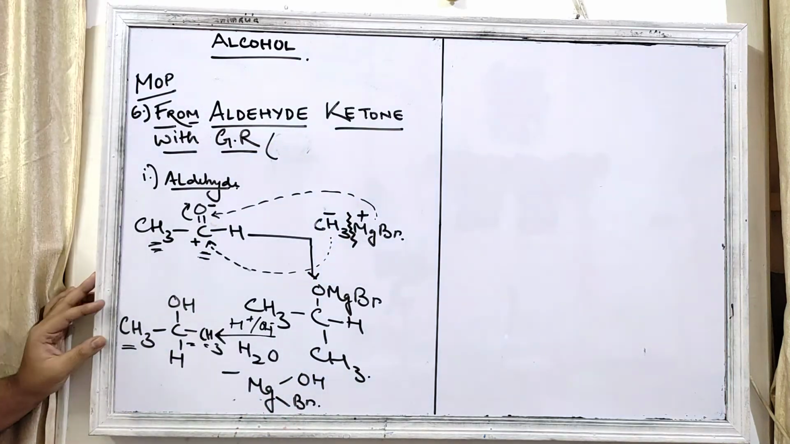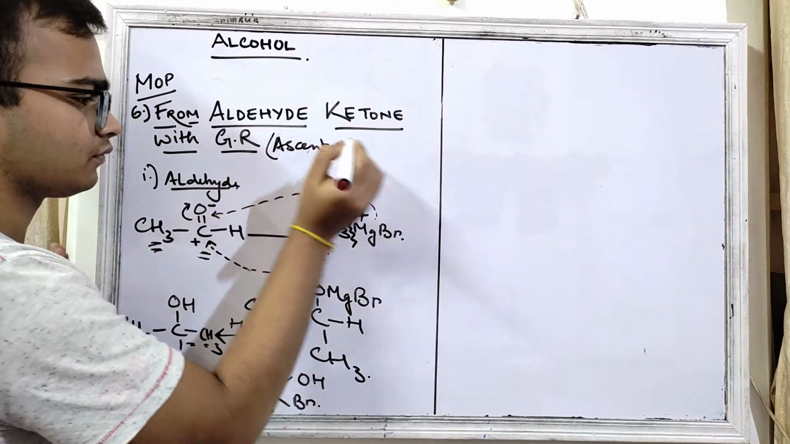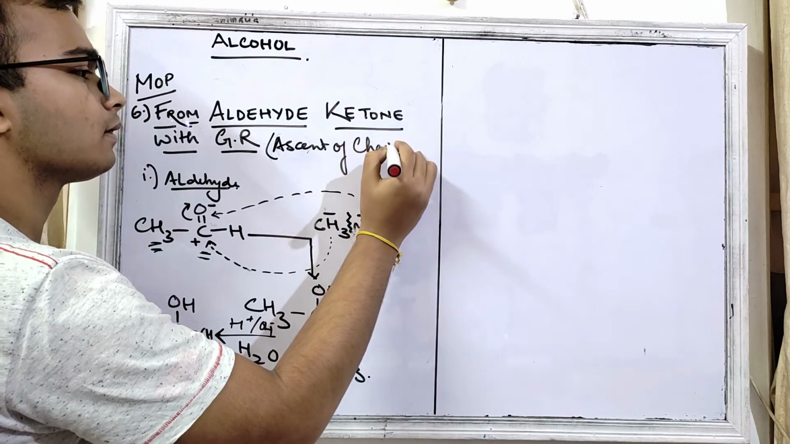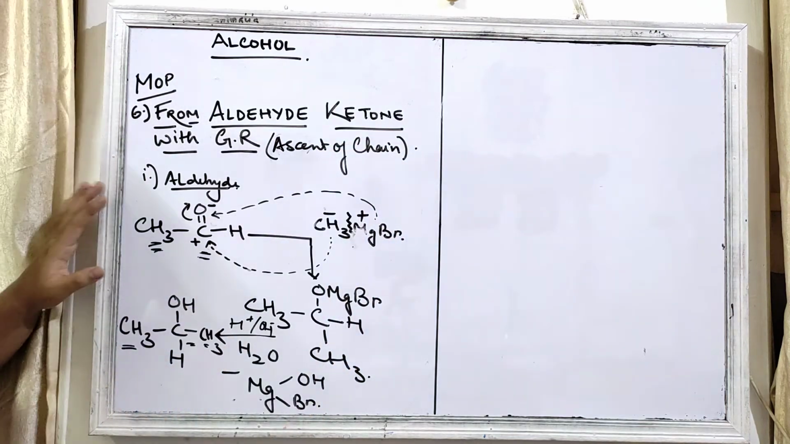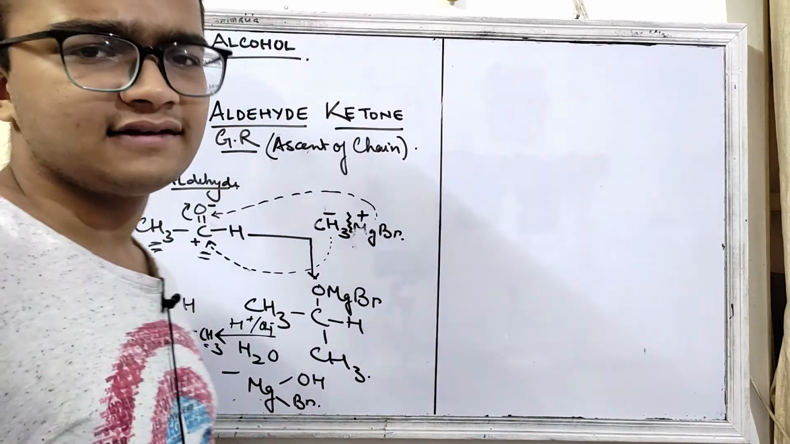What is the spelling of ascent? It is ASCENT, ascent of chain, right? So this was the example which I performed with my aldehyde. Now I will take the example of ether.